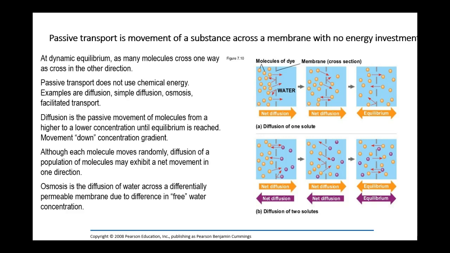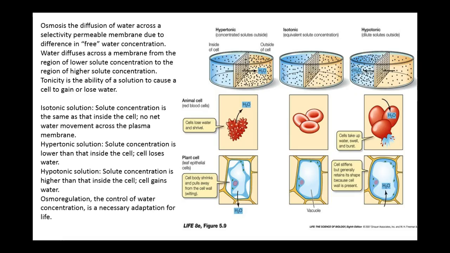There is a specific type of diffusion, that is diffusion across a semi-permeable membrane, and that probably sounds pretty familiar to you, and it's particularly water diffusing across a semi-permeable membrane. We call this osmosis. And so the bottom written portion of this slide, osmosis is the diffusion of water across a differentially permeable membrane due to free water concentration. And we'll look at an image on the next slide about that.